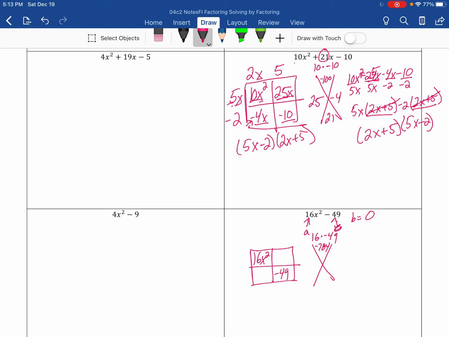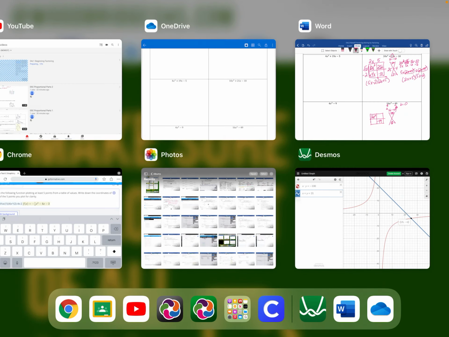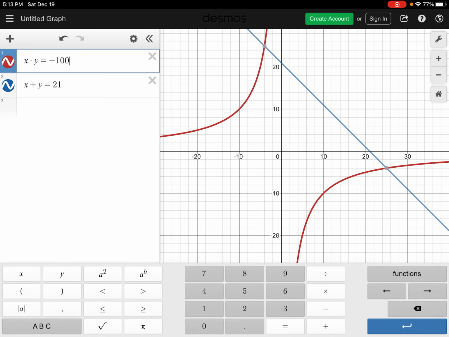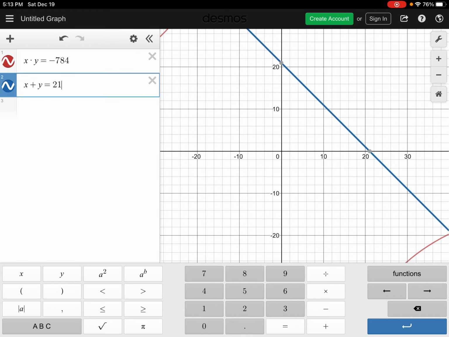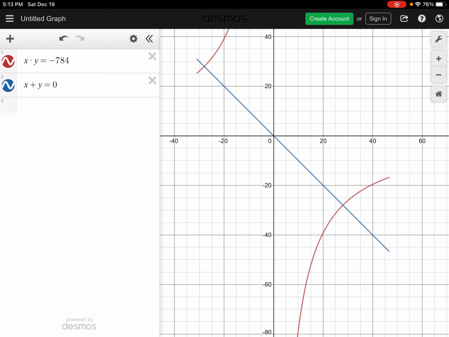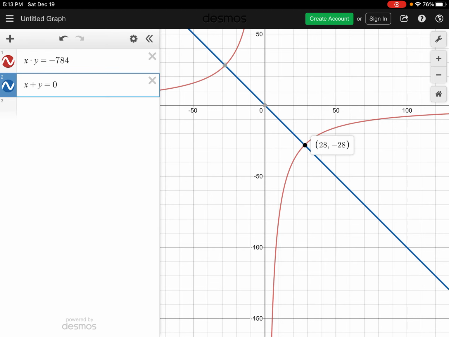And they also have to add to be 0. Okay, and we don't stress about that too much, so we do 784 and 0. This is a special case, but we're just not going to go over it. So it's negative 784, and this is going to be equal to 0.